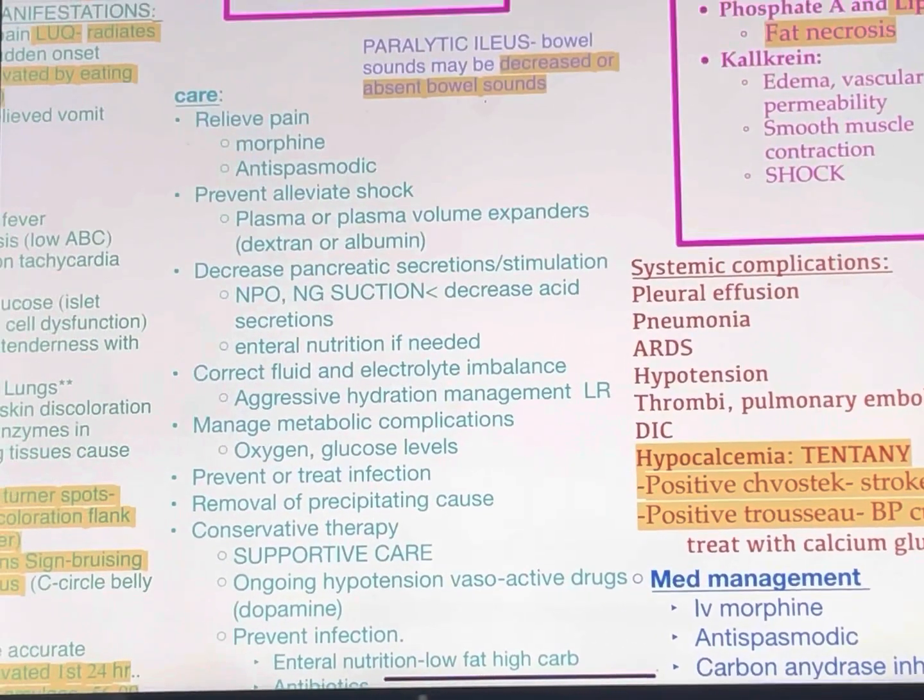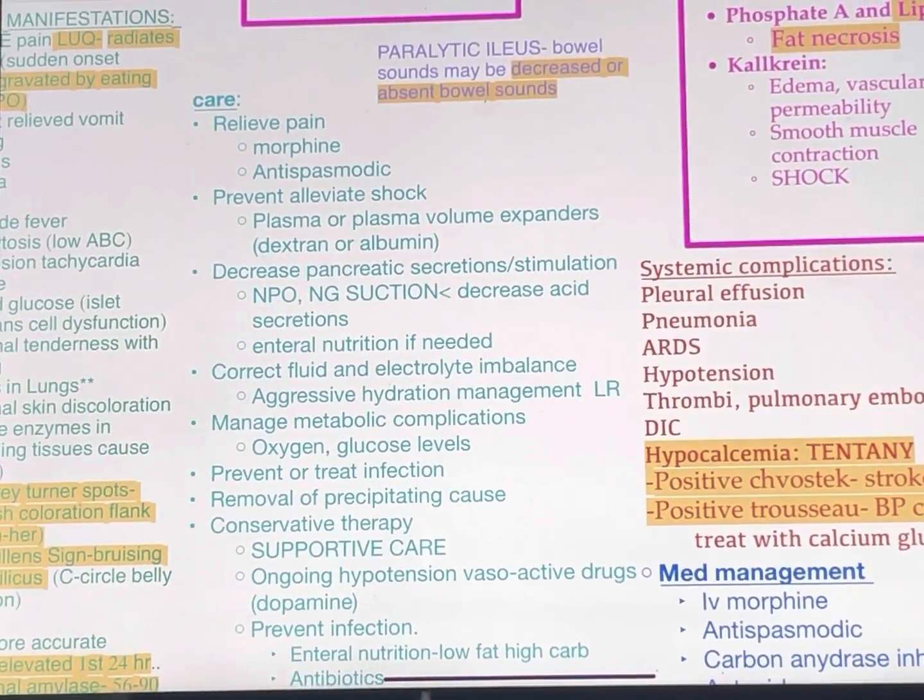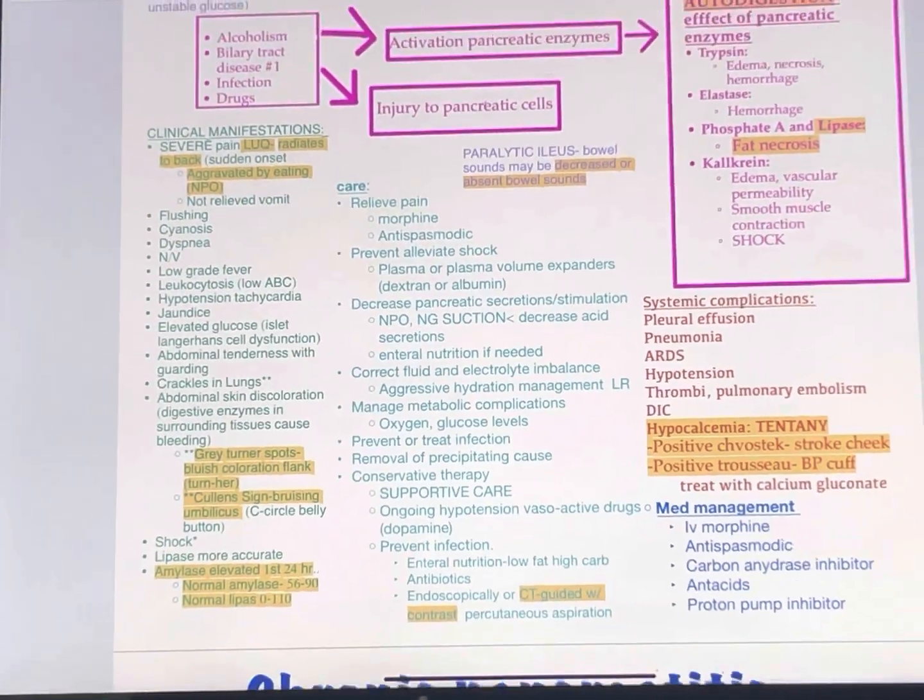However, one is where you stroke the cheek, and the other you use the blood pressure cuff on the forearm, and that is to check for hypocalcemia, and either of those signs being positive would indicate hypocalcemia, and you want to treat that with calcium gluconate.